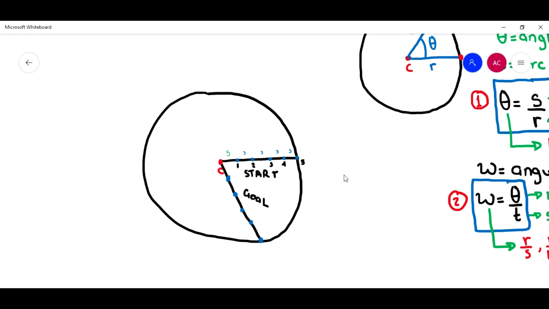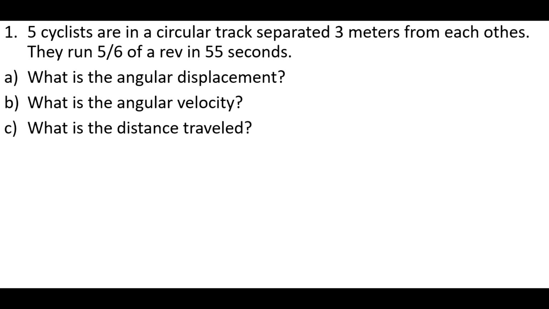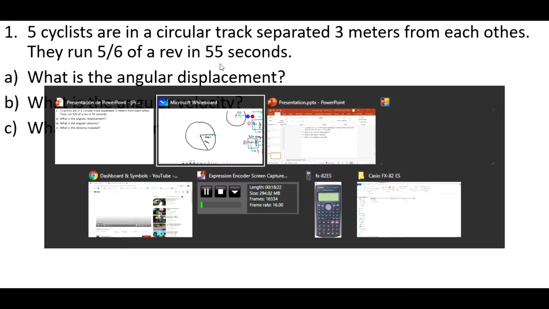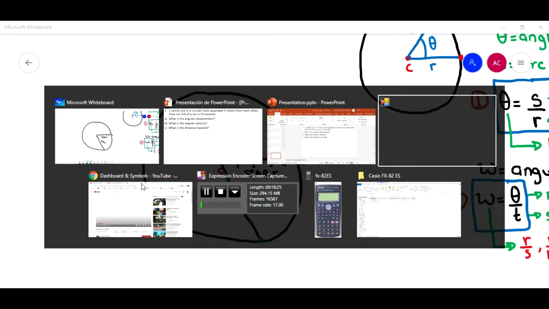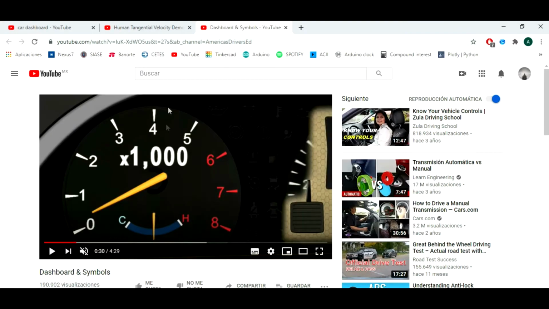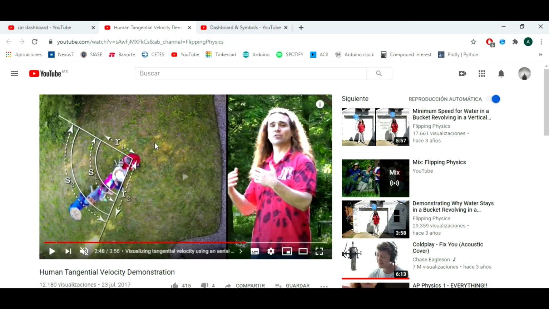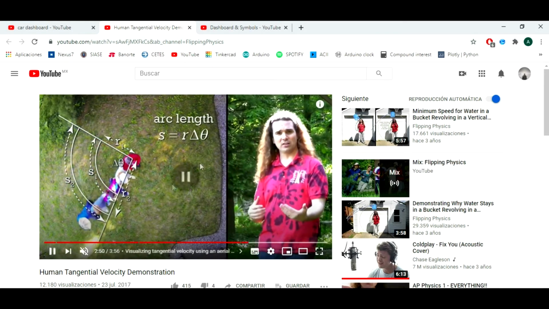They travel the same distance, the same angular displacement, at the same time. All of them reach the goal in 55 seconds. You might think that is not possible, but let's imagine that they did something like this. Imagine that this is the goal. If you see, all these people reach the goal at the same time. I repeat, they reach the goal at the same time.